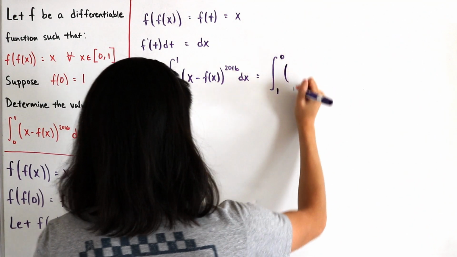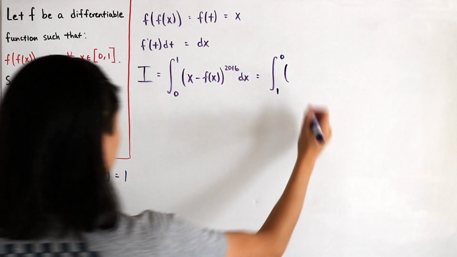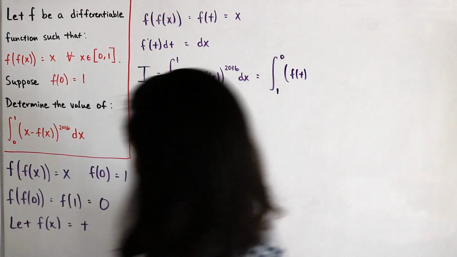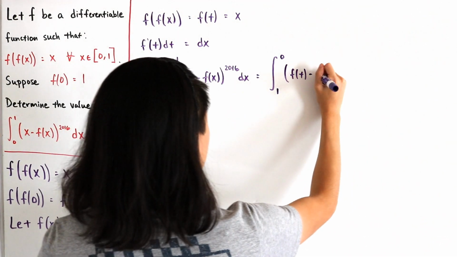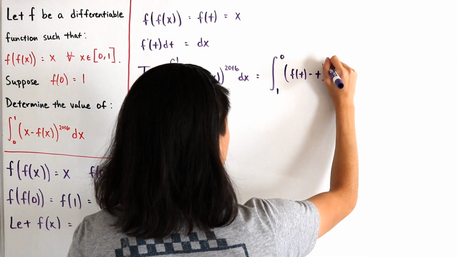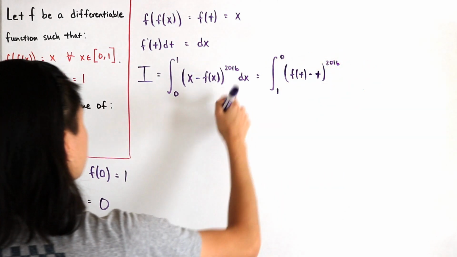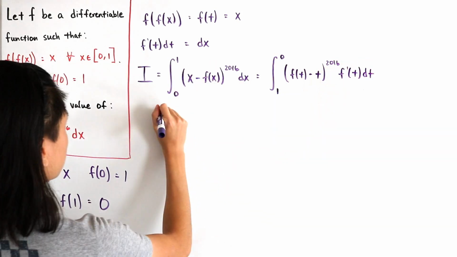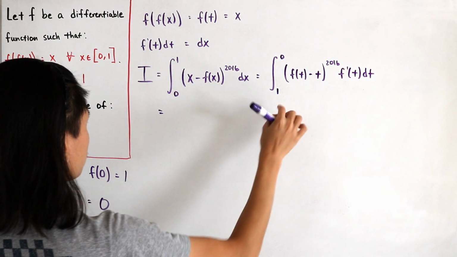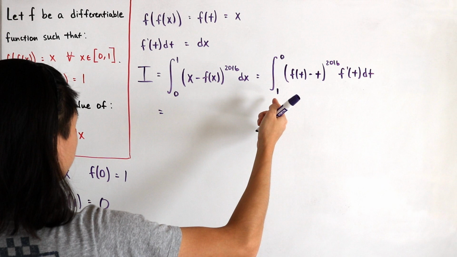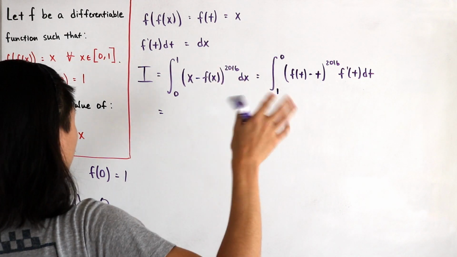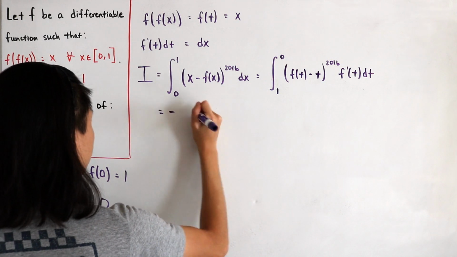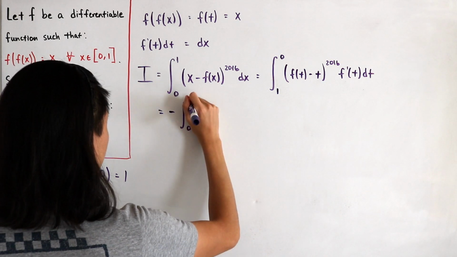We do the substitution. We say that x is equal to f of t, and then minus f of x, where we defined f of x as t. So over here this will be (f of t minus t) to the 2016, and we replace the dx with f prime of t dt. Then we have to switch our bounds, because 1 is the bigger number and it's the lower bound, which is not possible. Switching them makes the integral negative, so the bounds become 0 to 1.